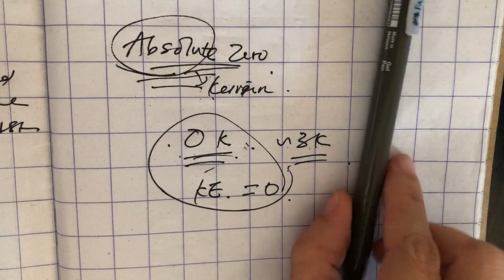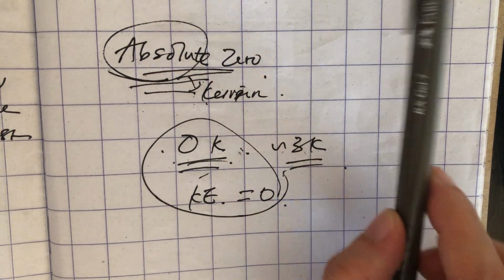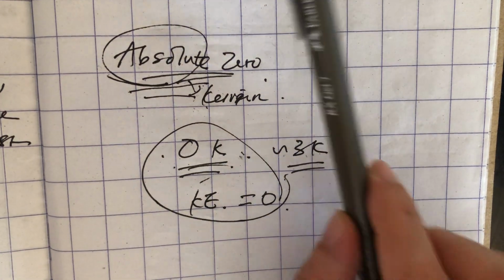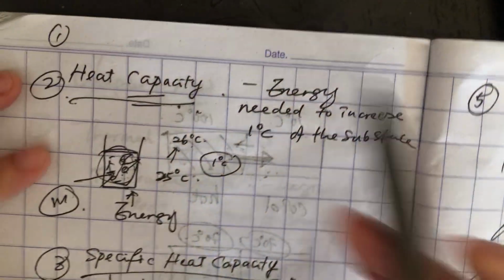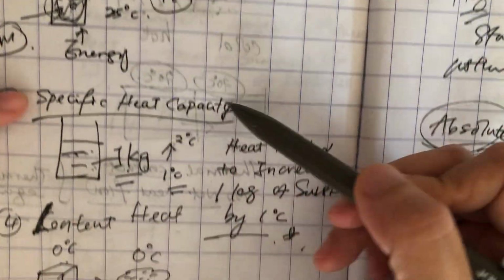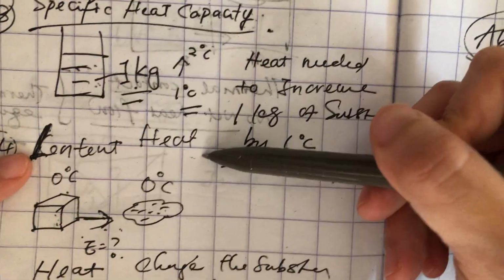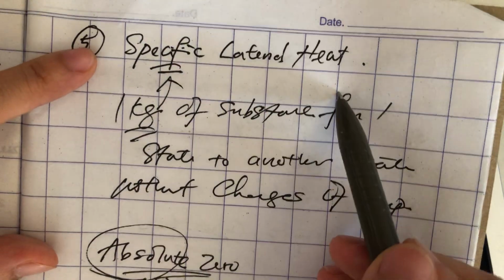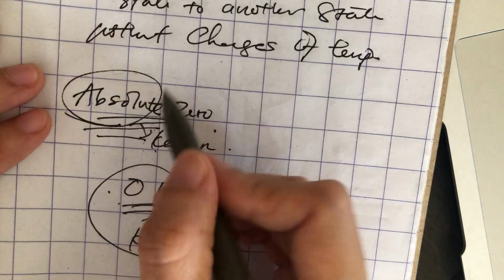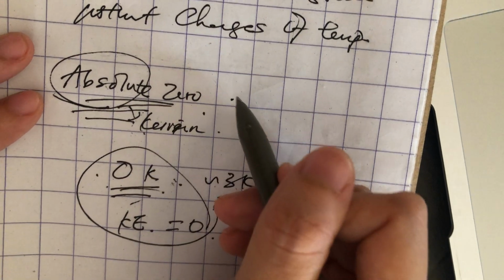Okay, that's all for the first part. Make sure you memorize all the definitions: thermal equilibrium, heat capacity, specific heat capacity, latent heat, specific latent heat, and absolute zero. Actually, all of this is in your notes.